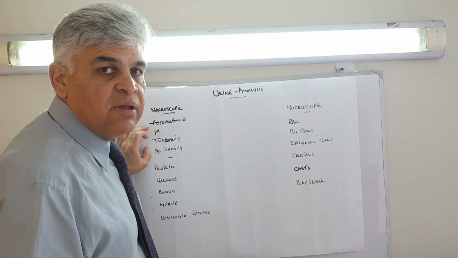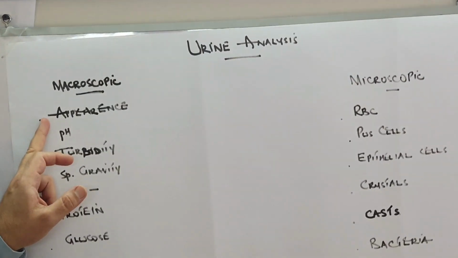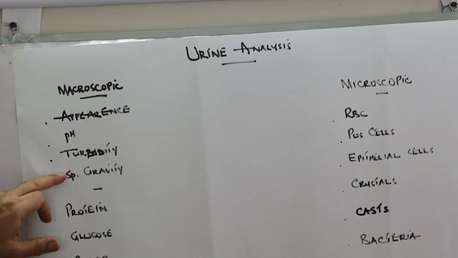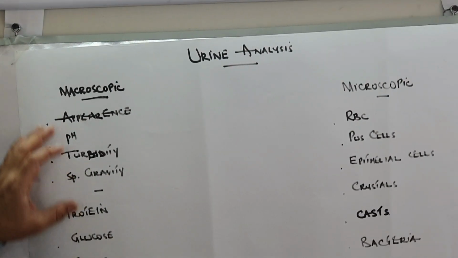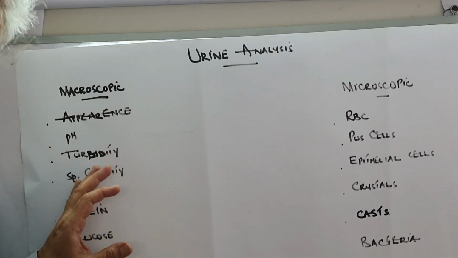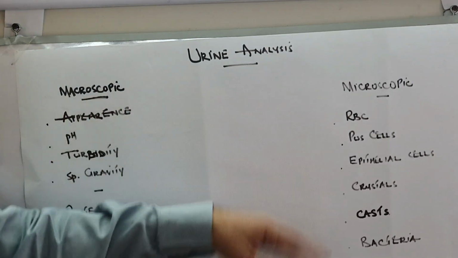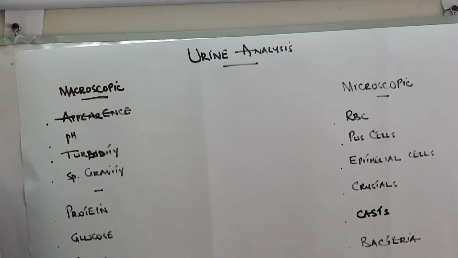First, we'll talk about the macroscopic appearance. What does the urine look like? What is the pH, turbidity, and the specific gravity? Usually, you'll see them in virtually all of the urine tests. The macroscopic tests are often carried out by means of a dipstick. There are different kinds of dipsticks available. One of them is a universal dipstick, which shows all of these variables, and then you've got specific dipsticks, which just show proteins, or the presence of blood, or just the presence of white cells.